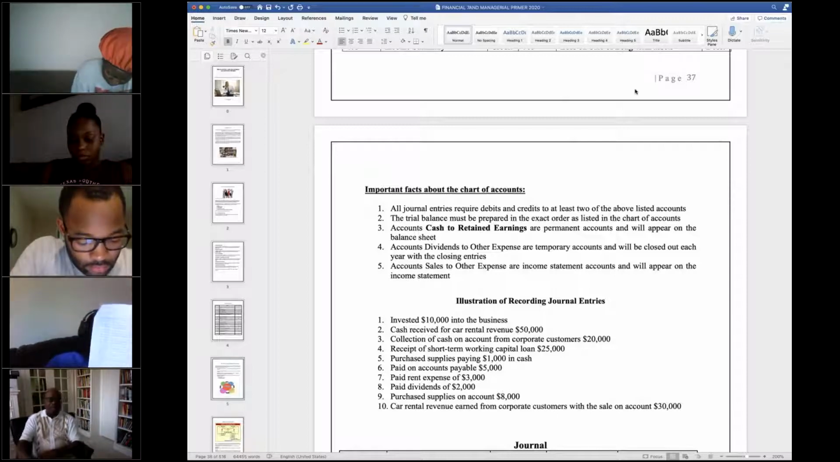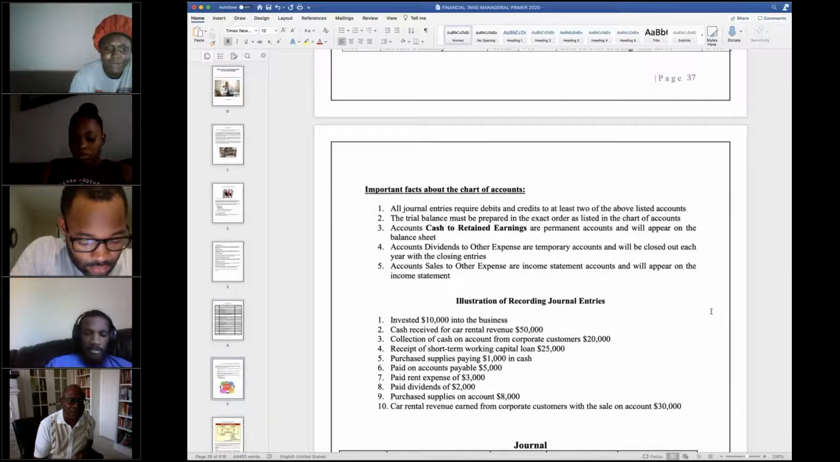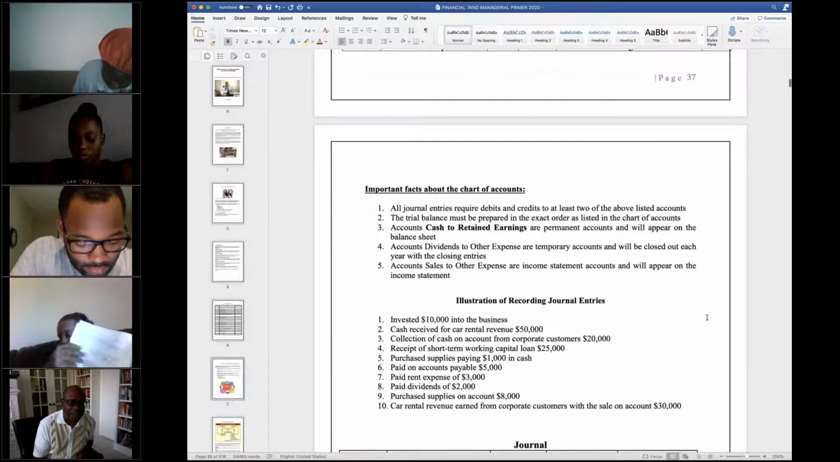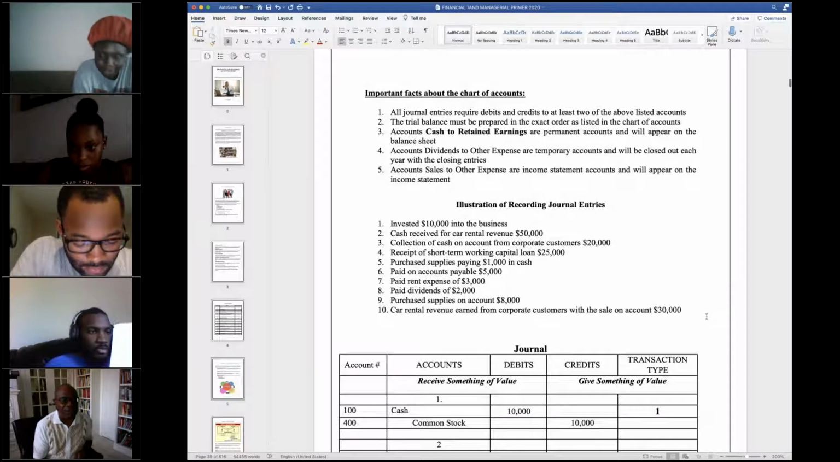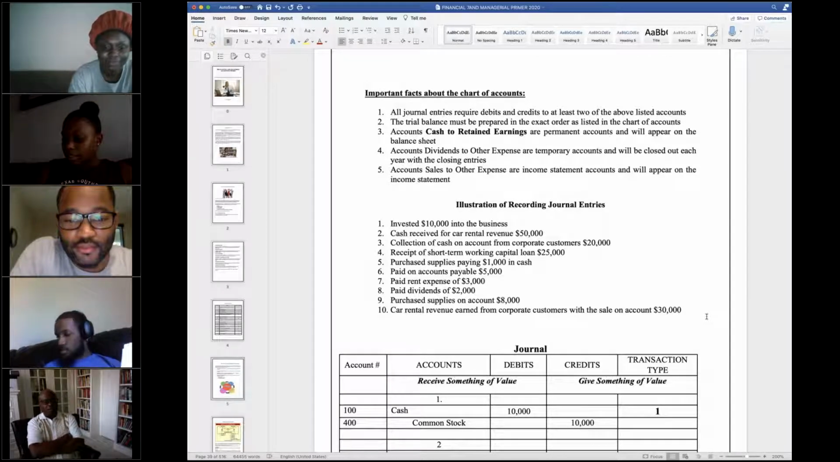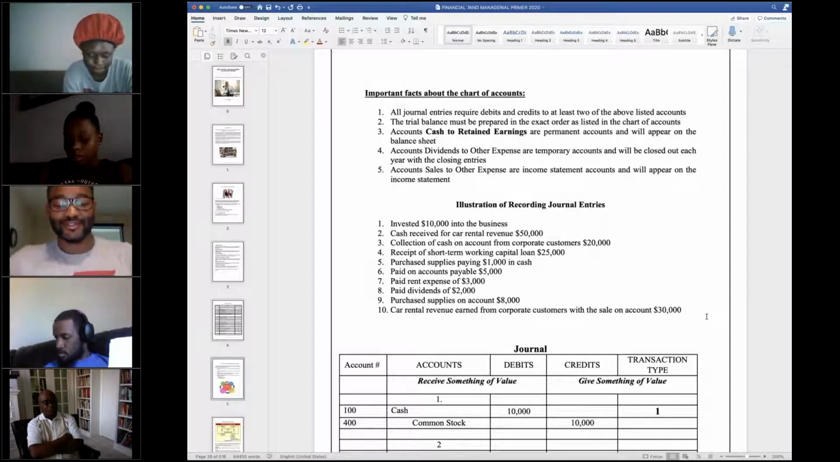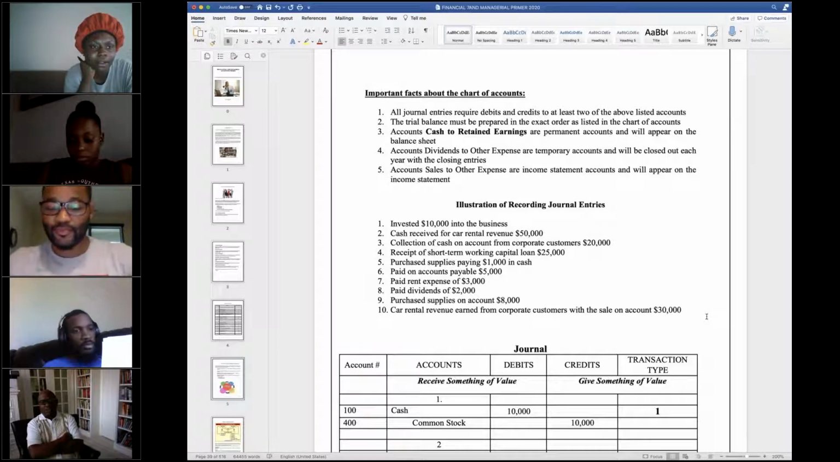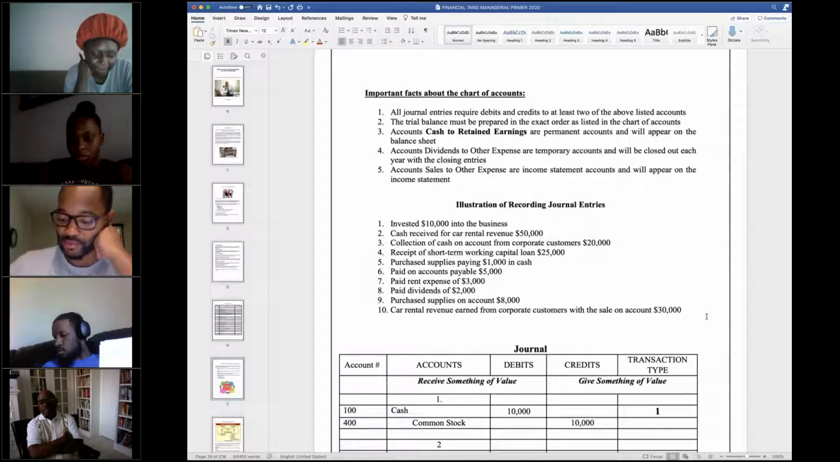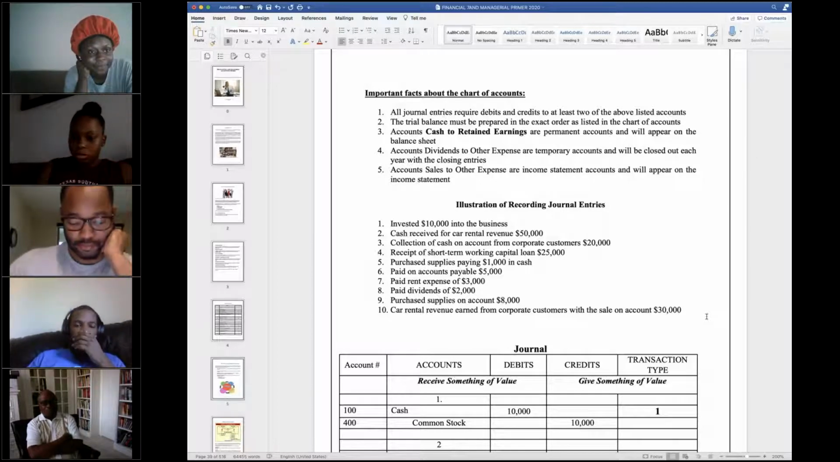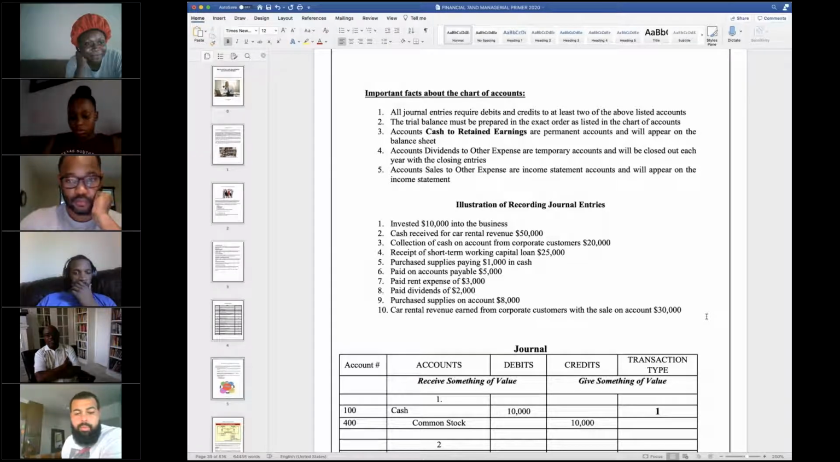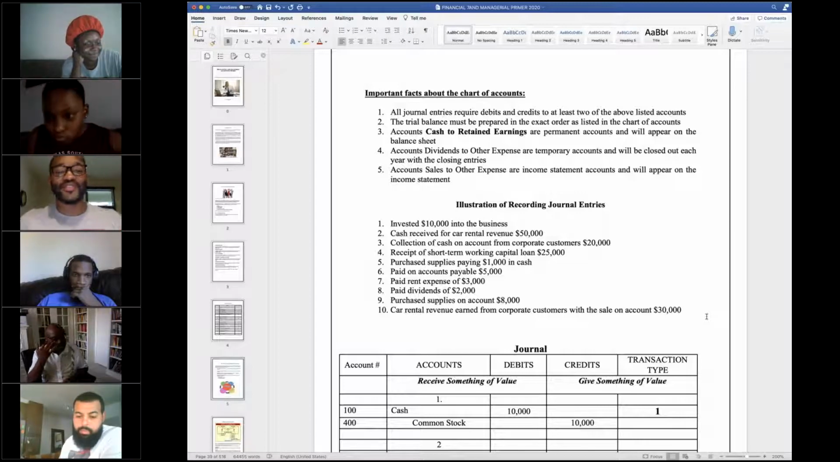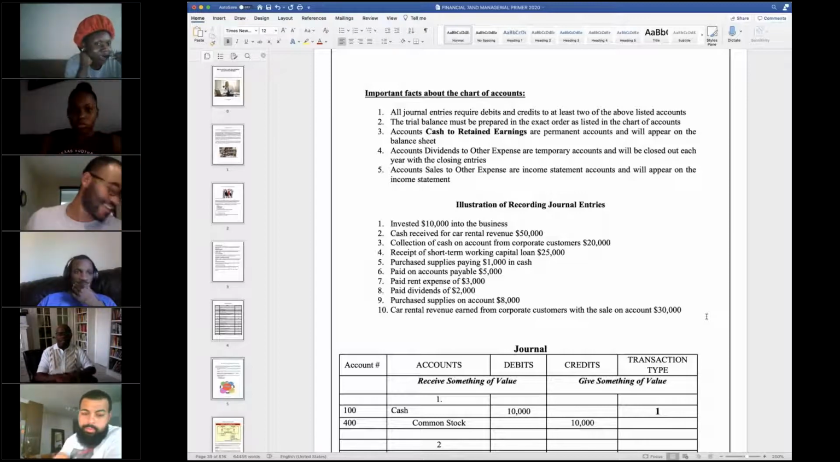All right, Dr. Boyd, we ready now? Did everybody get the first one right? It should. Invested 100,000 to start the business. Debit cash, credit common stock. If you missed that, when you start the business, that's always the first thing you do. You're going to debit cash and credit common stock.